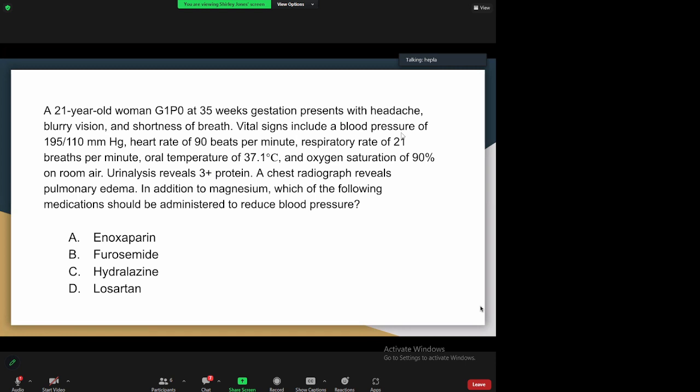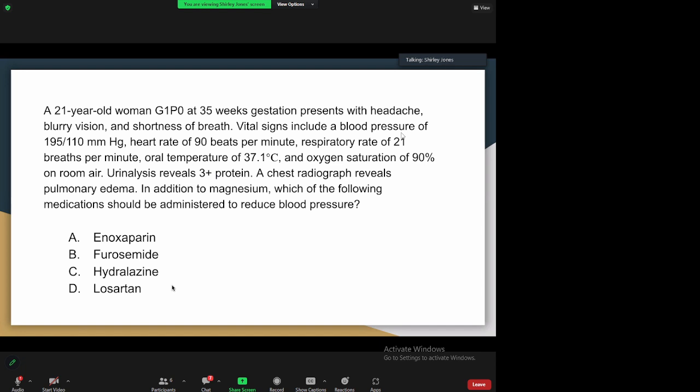In this case, the patient has pulmonary edema. After we give magnesium, we choose hydralazine to control the blood pressure. We have to be very careful with furosemide, because furosemide can affect the baby, and we don't use it much in gestation. So I choose C to control her blood pressure.